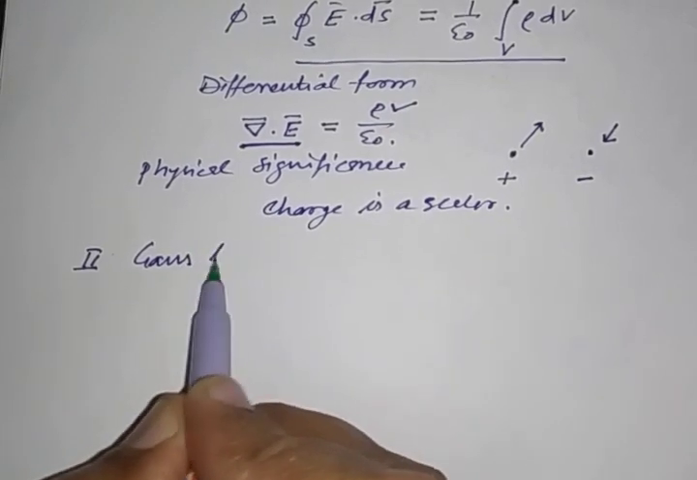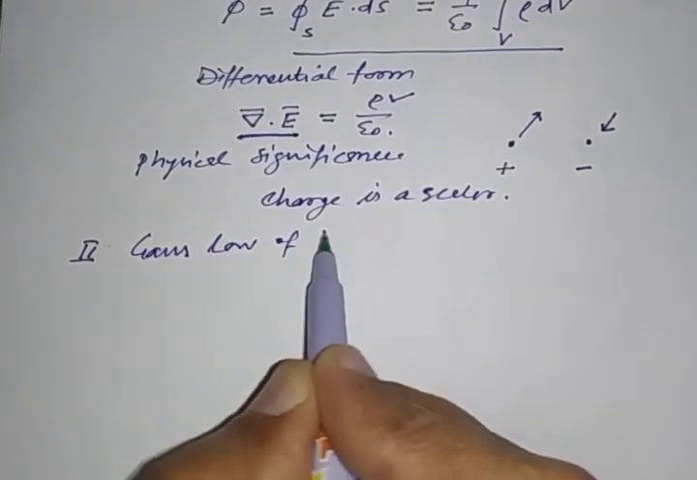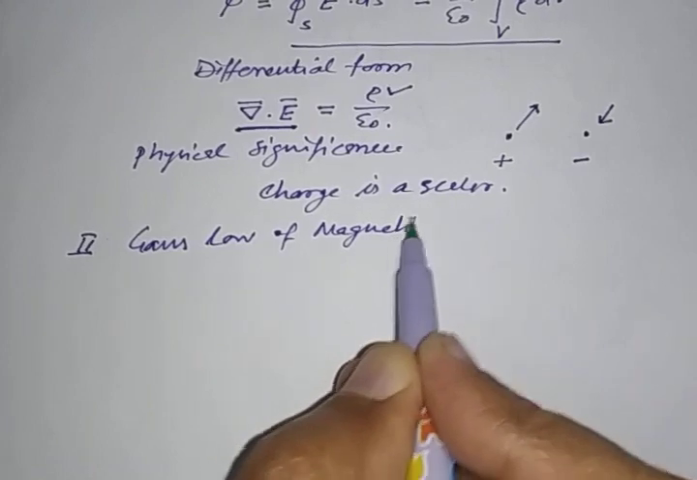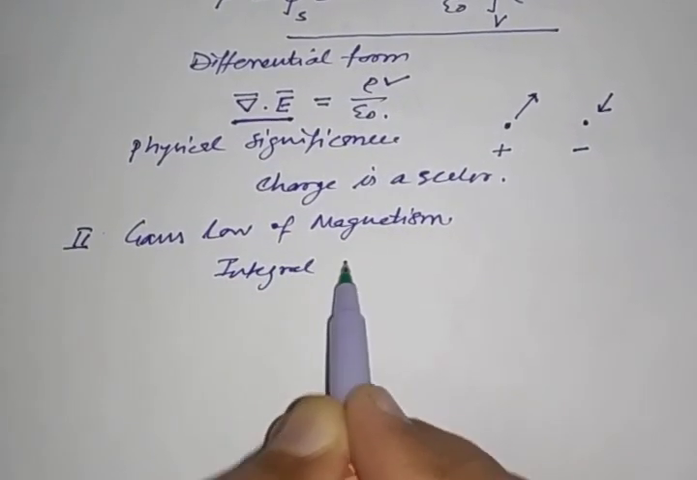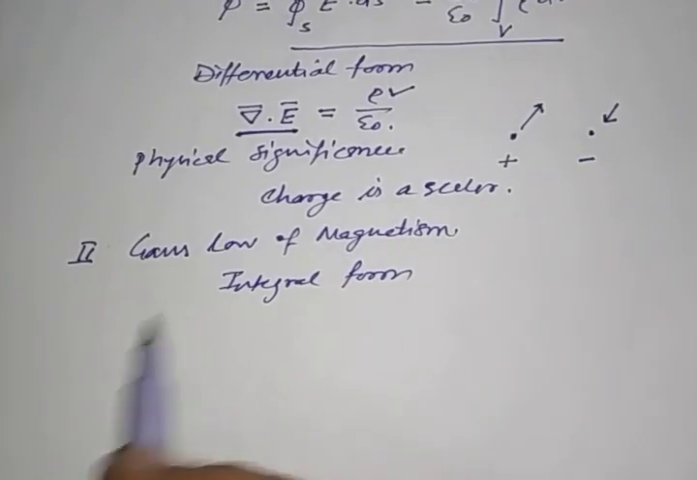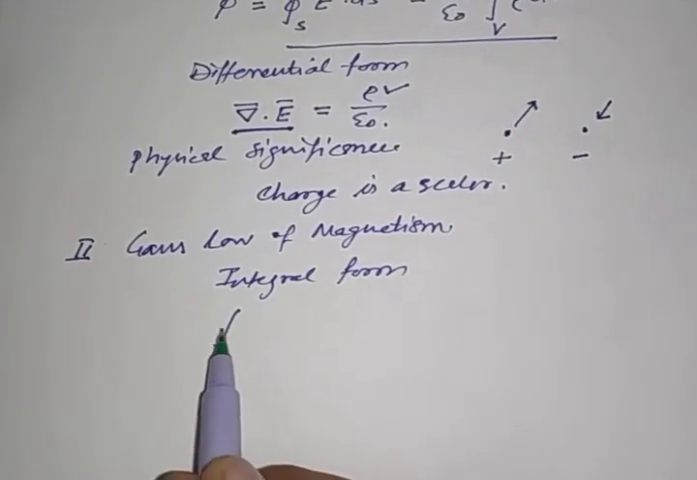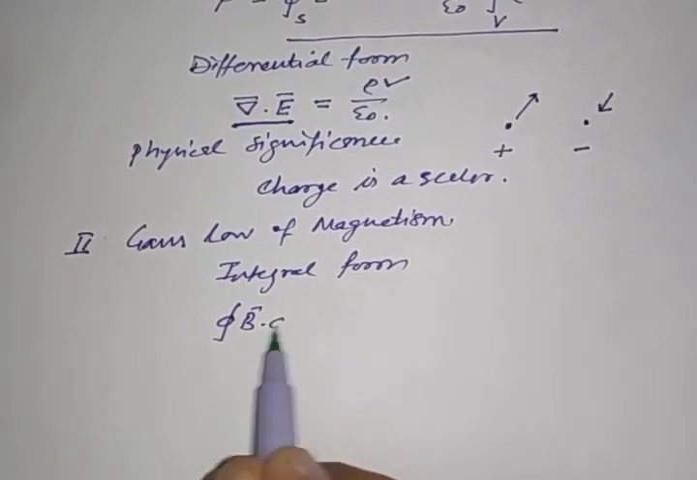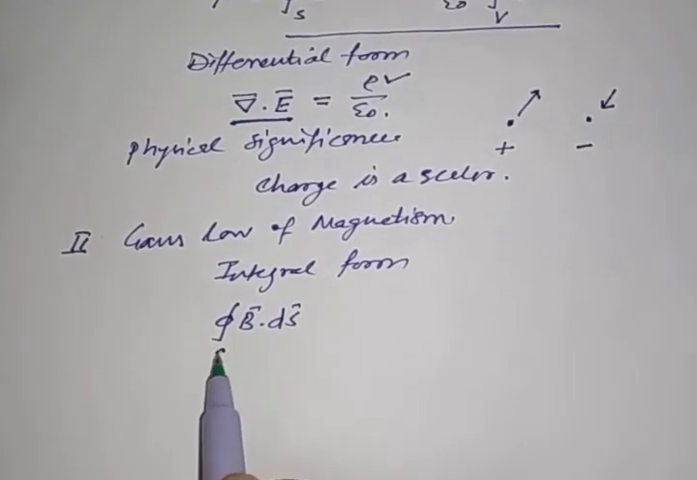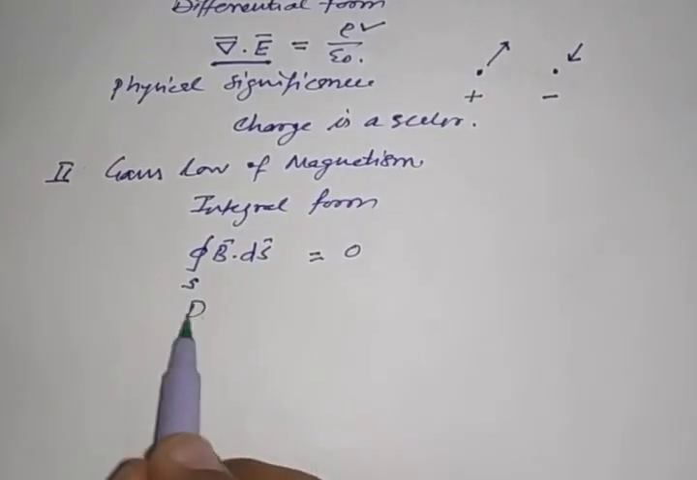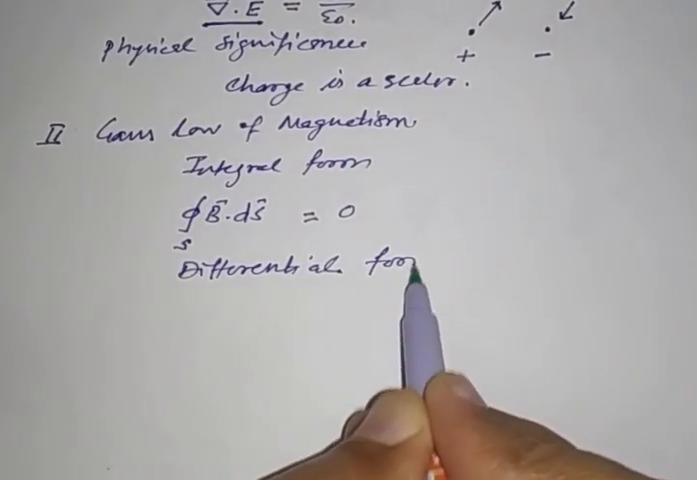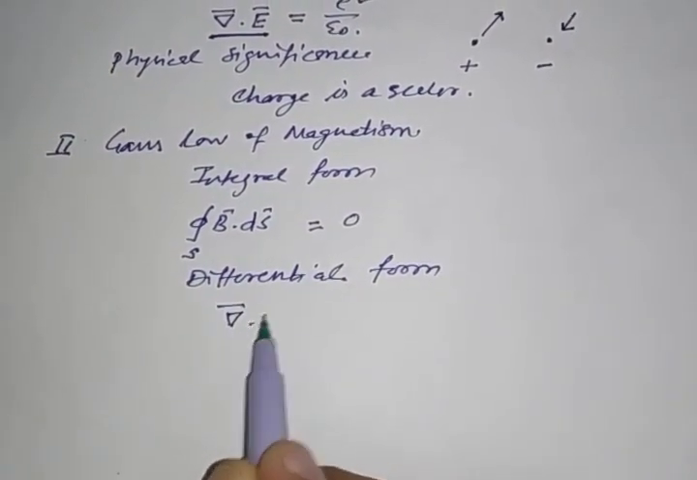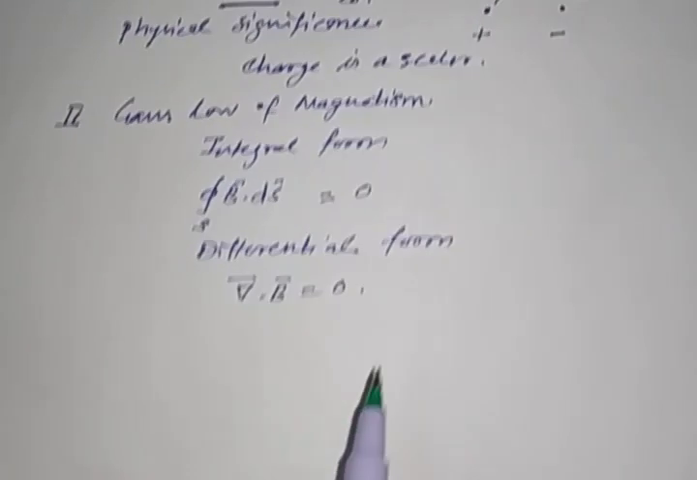The second Maxwell equation is derived from Gauss law of magnetism, for which the integral form says that the magnetic flux B dot ds is 0. And if we say the differential form of this, it comes out to be del dot B is equal to 0.